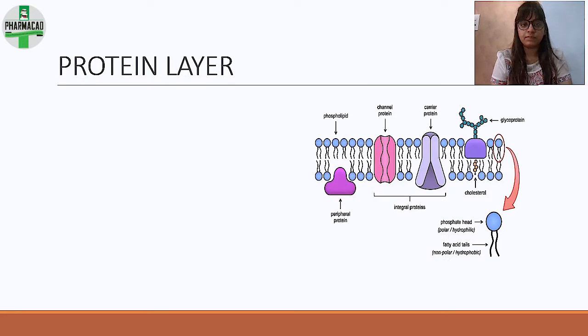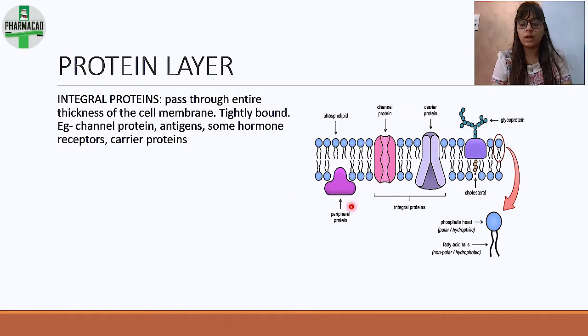The next is the protein layer. Proteins, you can see the purple ones. These are the proteins. There are two types of proteins. One is integral proteins. What do integral proteins do? They stay integrated. They go through and through the lipid layer. This is the phospholipid layer. These two are integral proteins. You can see they are passing through and through. They're tightly bound. And what can their function be? They can be channel proteins, carrier proteins, or anything else. If you remember two names, that's also fine. We will see the function of channel and carrier proteins in the upcoming videos.